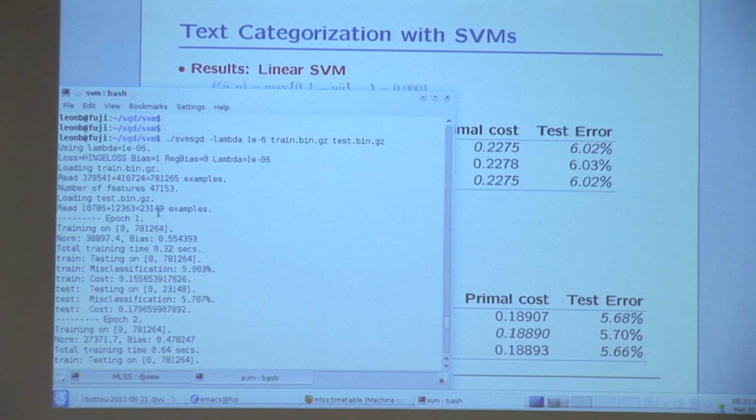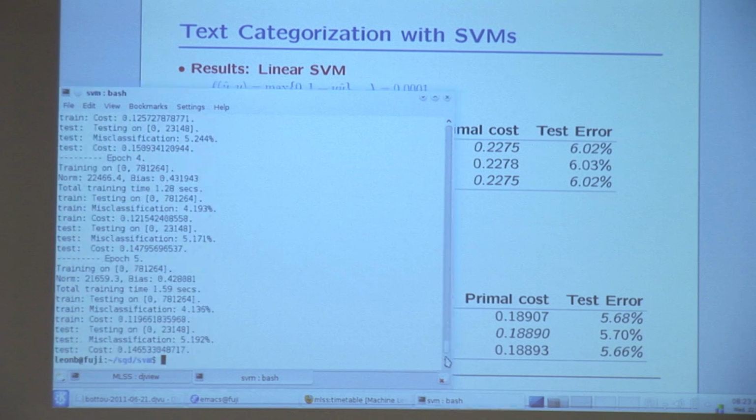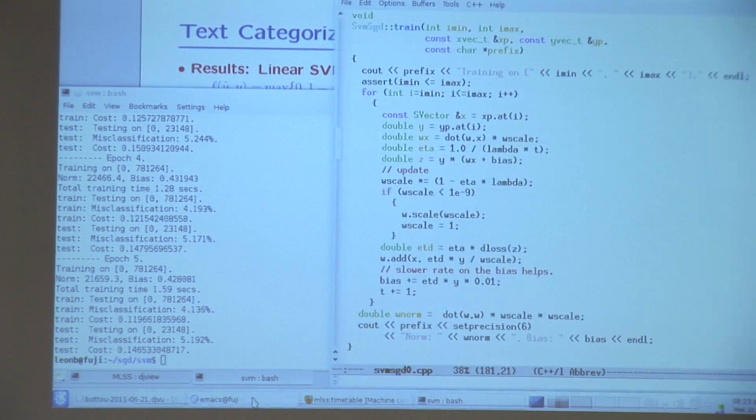So you see, well, I'm not joking. There are close to 1 million examples, 50,000 dimensions. And well, you see the training cost reduces, and the testing cost as well, and the training error just reduces as well. So that's quite fast. And we think, is it a super optimized program, something very complicated? And the answer is no. It's all here.